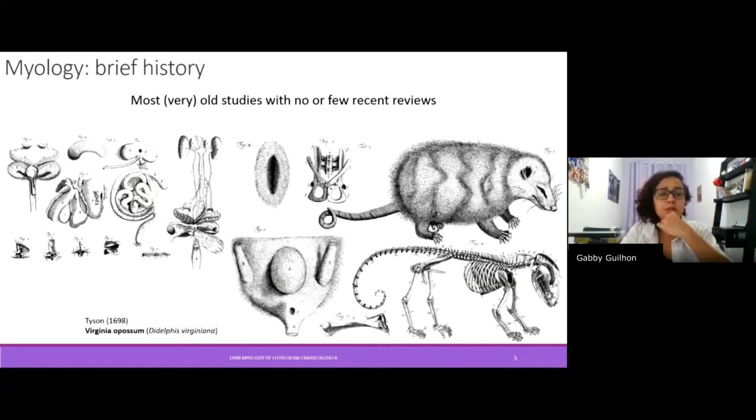To talk a little bit about the history of myology in marsupials, it all begins with very old studies of gross anatomy, most of them with no or few recent reviews. This one, I believe, is the first paper I found describing myology in marsupials. It is from Tyson, from the 17th century, using the Virginia opossum, Didelphis virginiana.